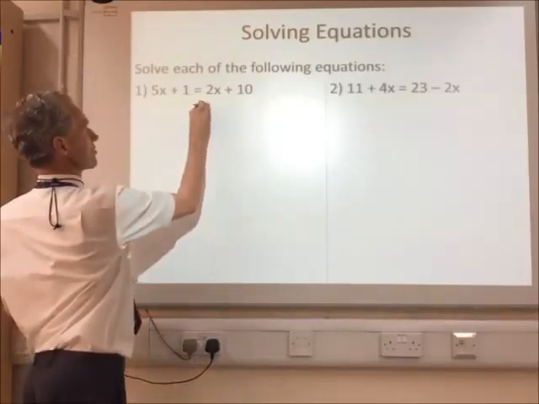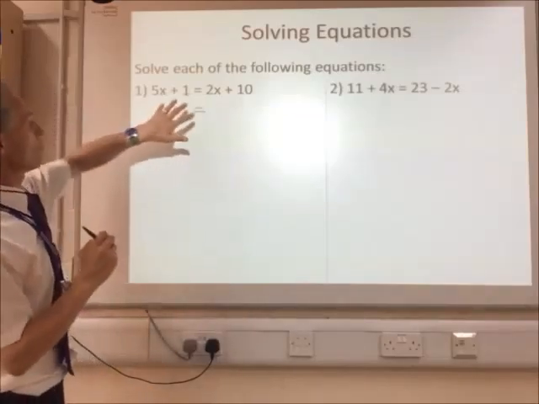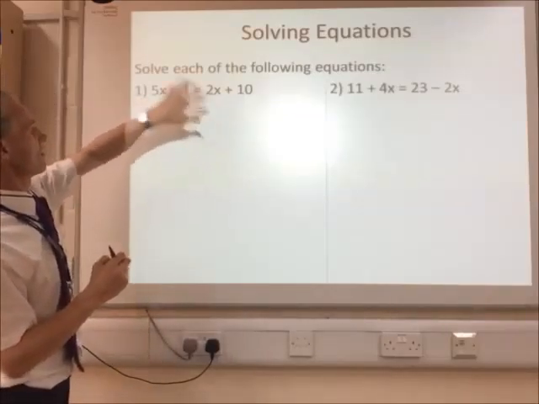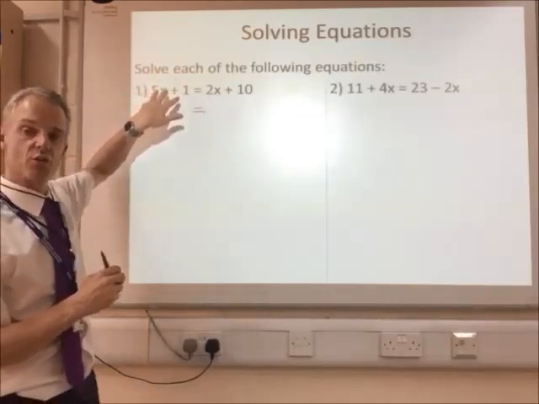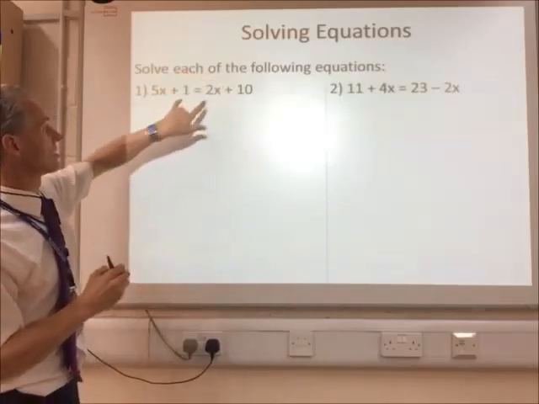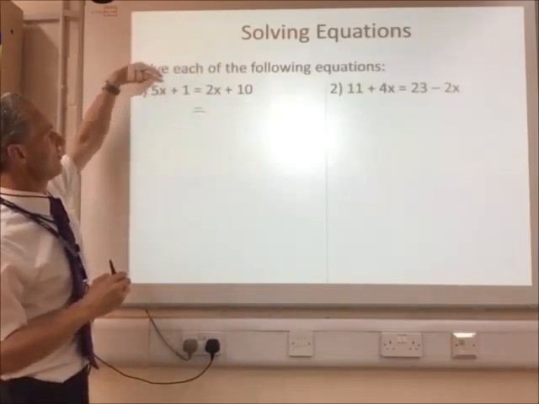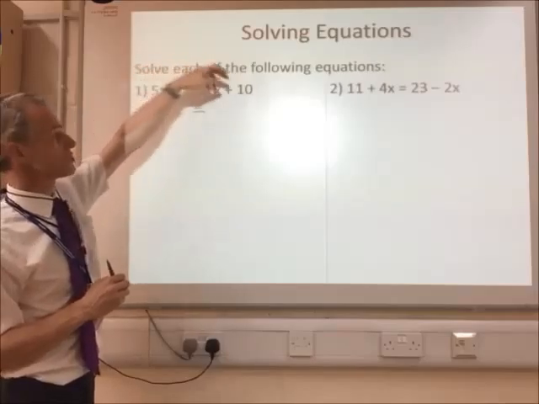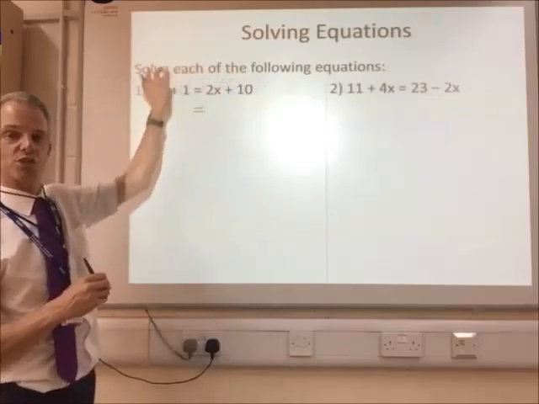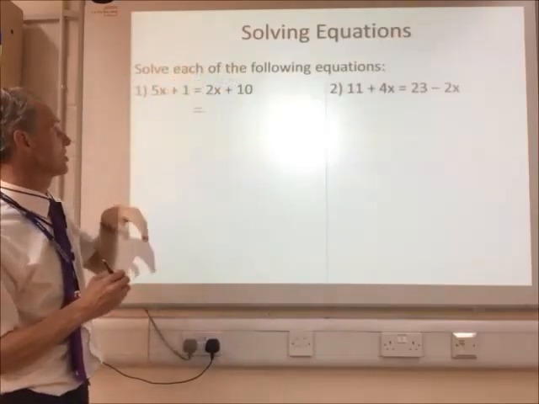Okay, so let's put my equal sign in first. And what I'm wanting to do is get the unknowns, the x's, on one side of the equation and my numbers on the other side. So in this case, I'm going to choose to have the x's on the left-hand side of the equals and any numbers on the right-hand side. It doesn't matter which way round I do it, it'll still give me the same answer.